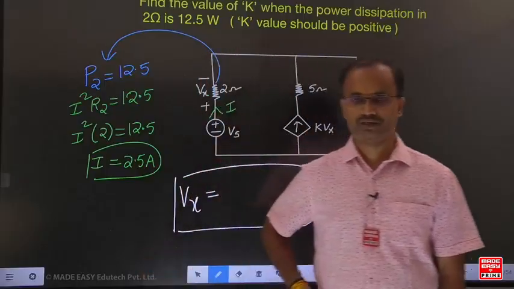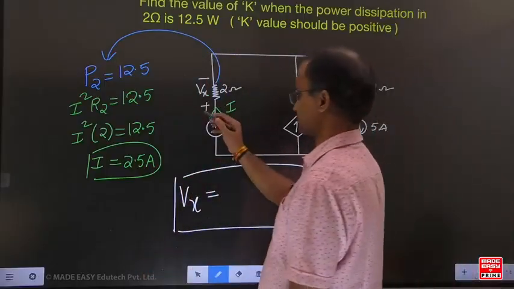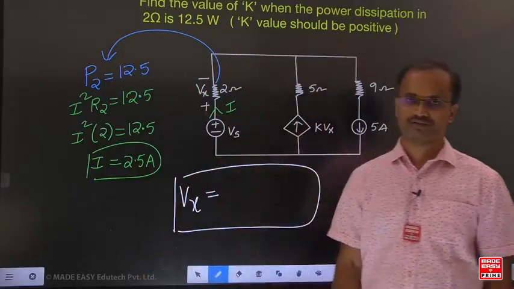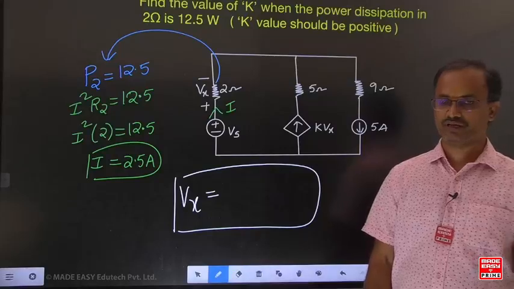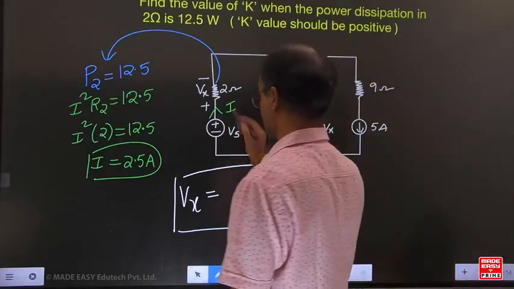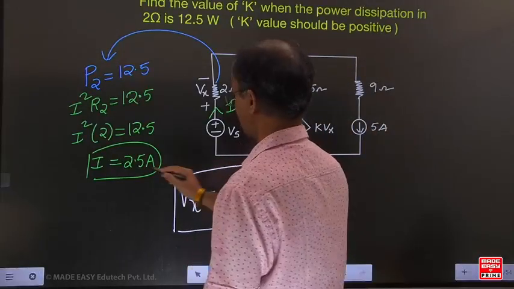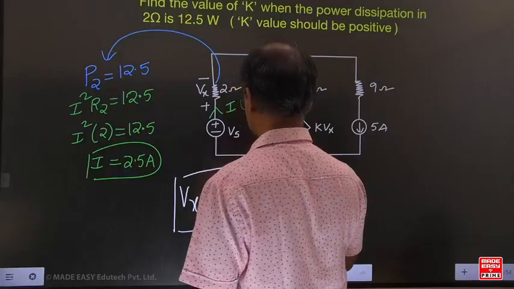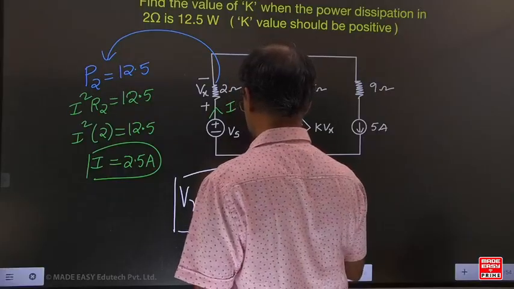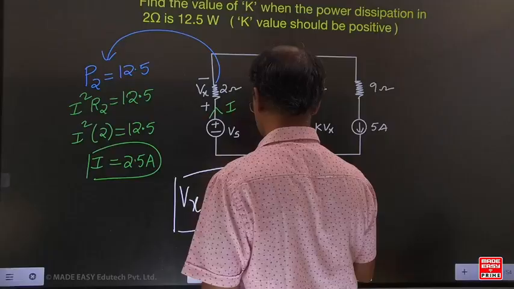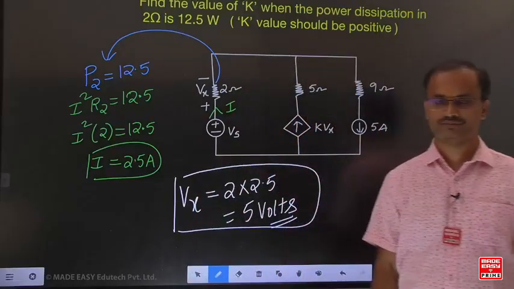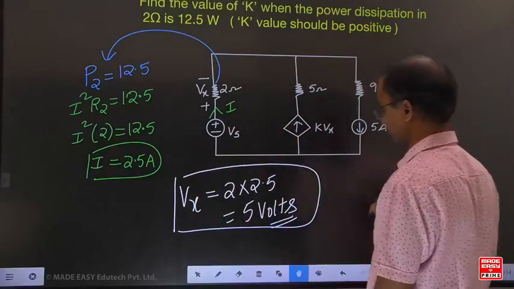Vx equals, when the current enters at the positive terminal, the sign for the current is taken as positive. 2 into current, how much here? 2.5. Then what is Vx equal to? Vx equals 5 volts.